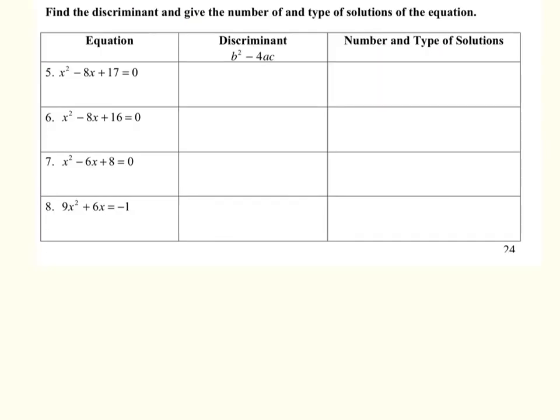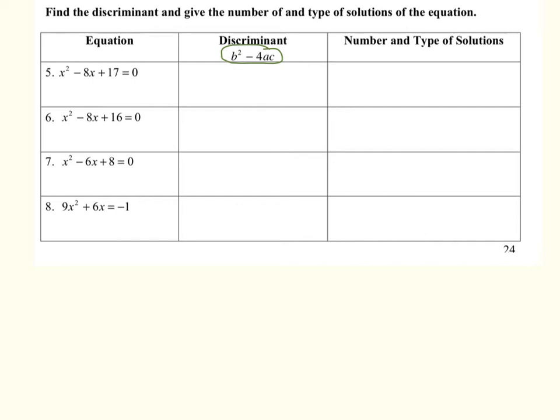So let's apply the discriminant. For each of these examples, we will calculate the discriminant. So we will calculate the value of b squared minus 4ac, and then based upon that, we will list the number and type of solutions the equation has. We're not actually going to find the solutions, we're just going to classify them.